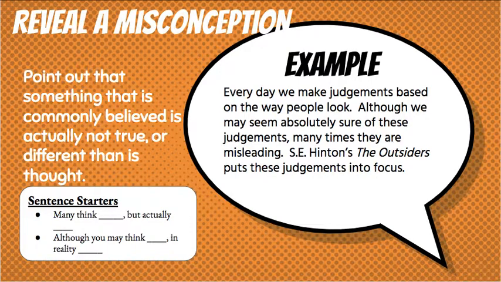Every day we make judgments based on the way people look. Although we may seem absolutely sure of these judgments, many times they are misleading, right? That's a misconception. A lot of times we look at something or someone and we judge them a certain way, and that doesn't end up being true. That's something I would say all of us have done. A couple sentences: Many think blank, but actually blank. Although you may think blank, in reality, blank. This is a good one, especially with The Outsiders, because a lot of this novel is revealing misconceptions about people. So this is a great one.